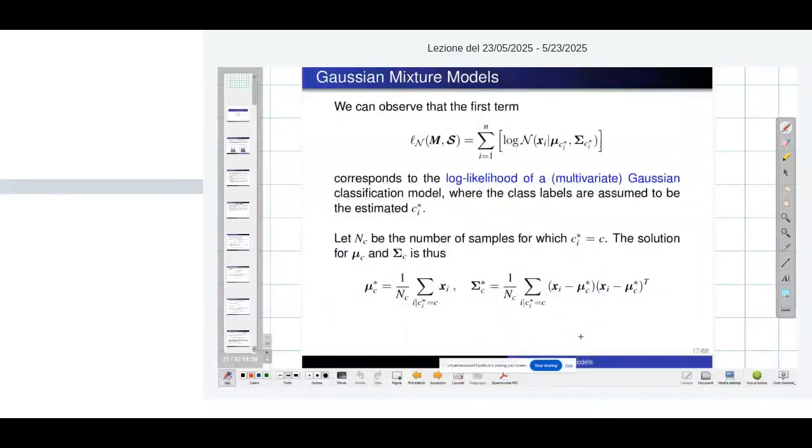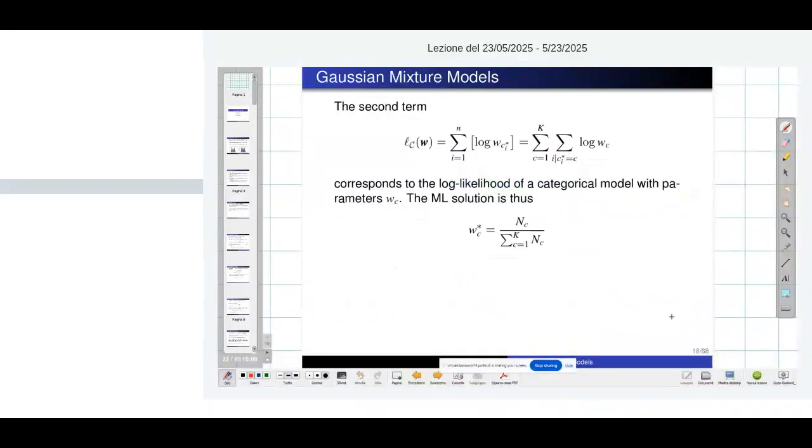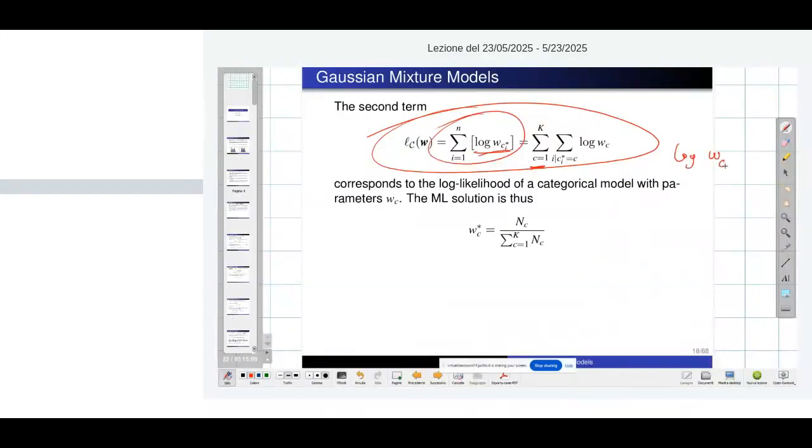The first term is the log likelihood of a multivariate Gaussian model, where the class labels are now the cluster labels. So we already know the solution. We take the samples that have been associated to each cluster, and we compute their empirical mean and covariance matrix. We already know how to do this. The second term has this expression. We need to find the maximizer of the sum over samples of the logarithm of the W of the corresponding cluster label.